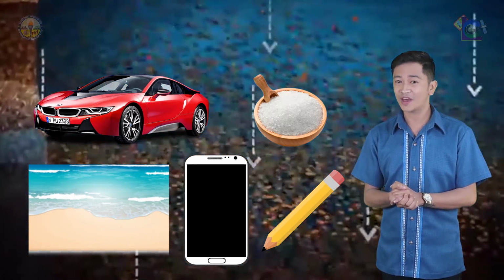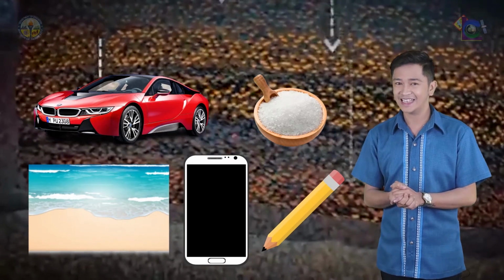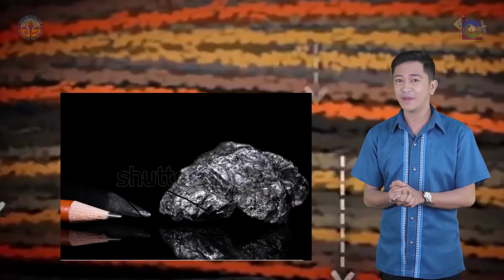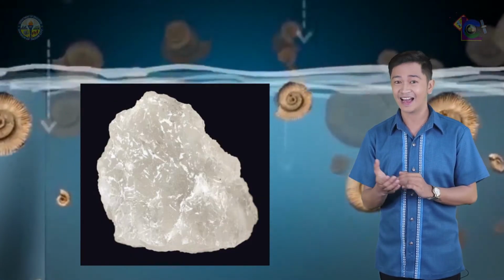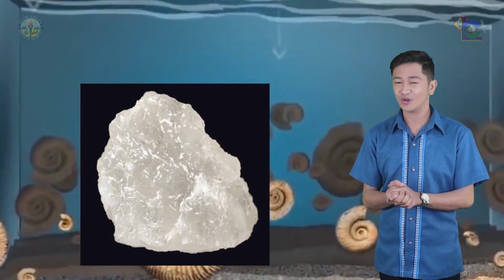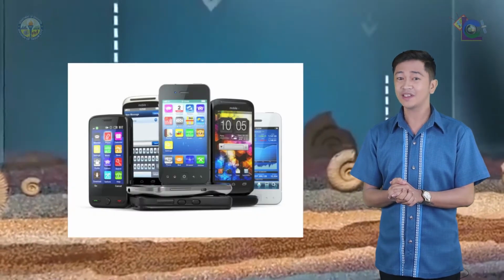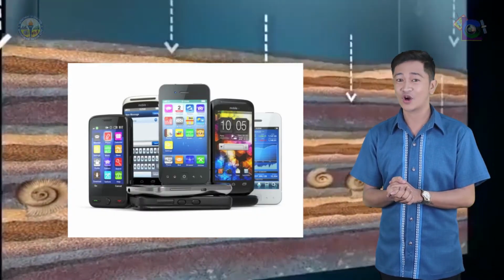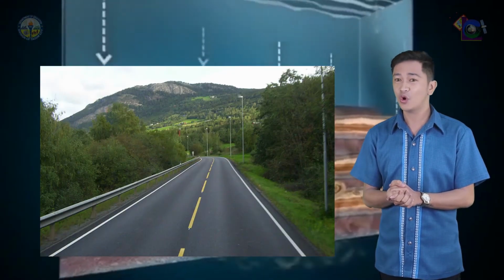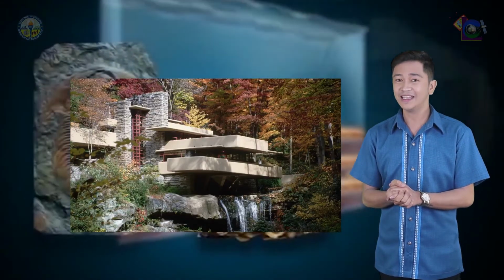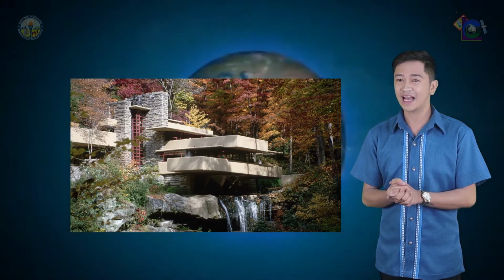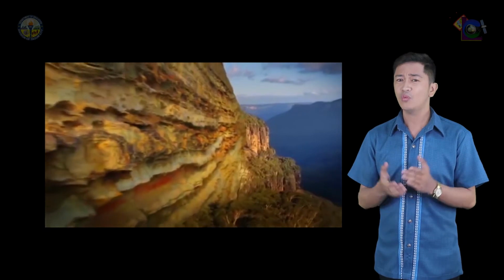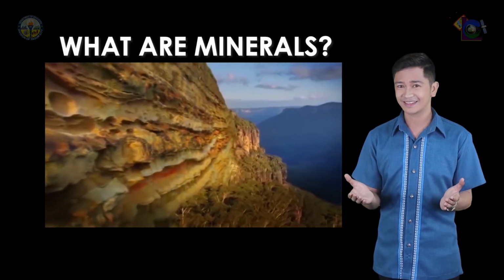We are using these products made from minerals daily. Graphite is the mineral used in wooden pencil. Halite is the mineral found in salt. Your cell phone is made up of different minerals. The cars that we drive, the roads that we travel, the buildings that we live in are some examples of products derived from minerals. But what are minerals?